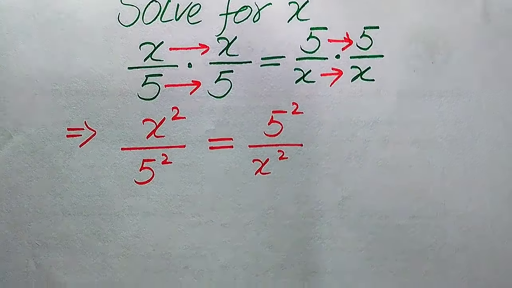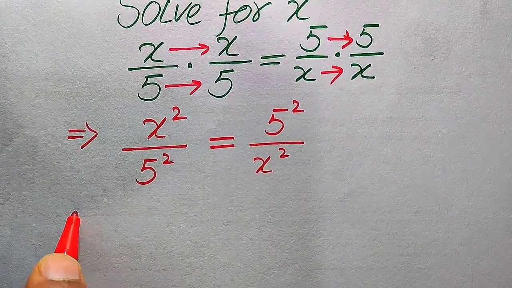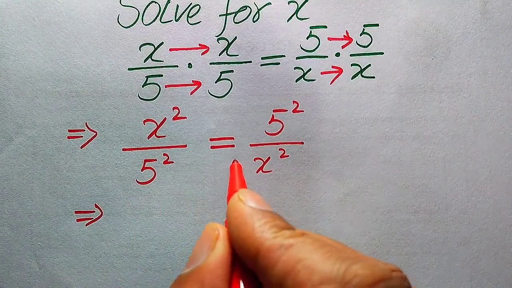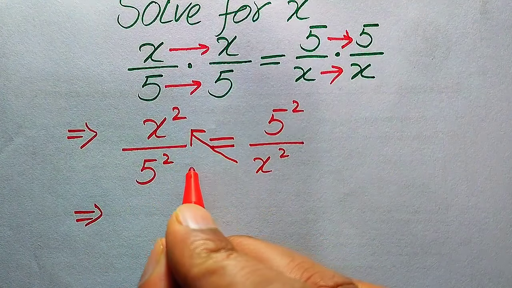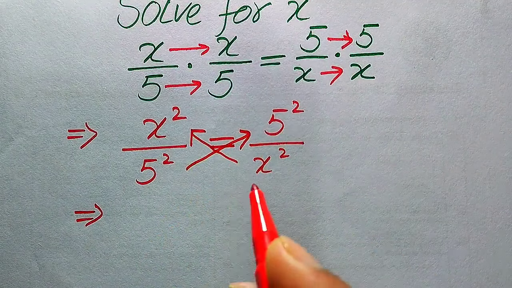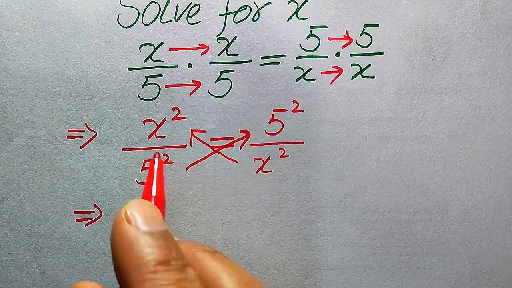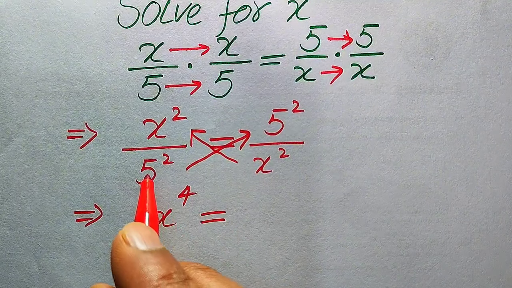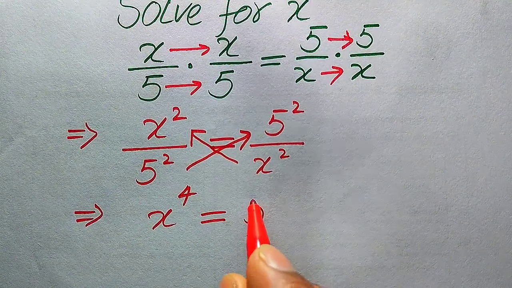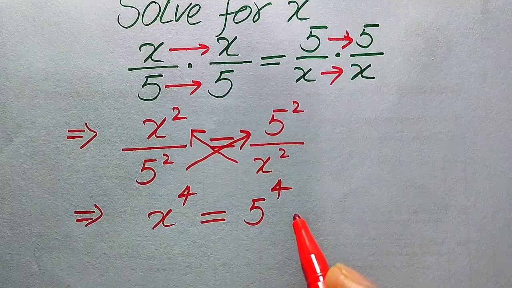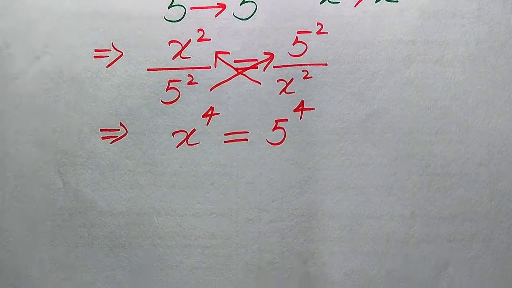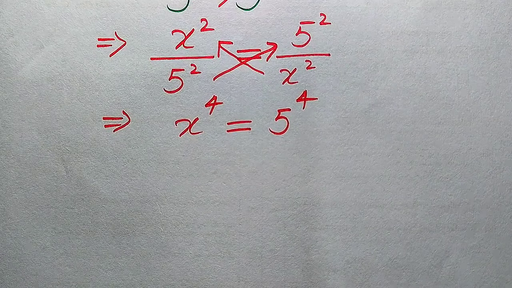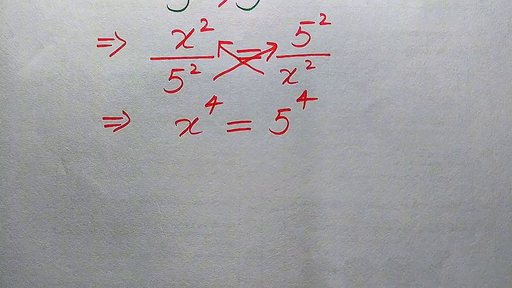And now in the next step we need to cross multiply the terms, and we multiply this x square with this x square, and this 5 square with this 5 square. So x square times x square becomes x to the power of 4, equals 5 square multiplied by 5 square, which becomes 5 to the power of 4. So you see, this equation becomes a fourth order equation in x.